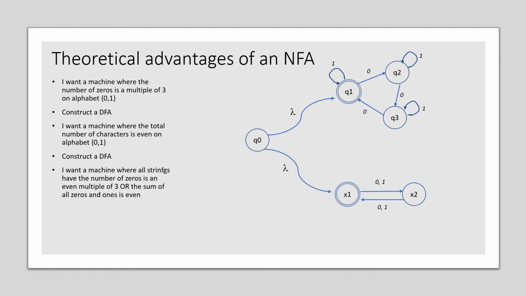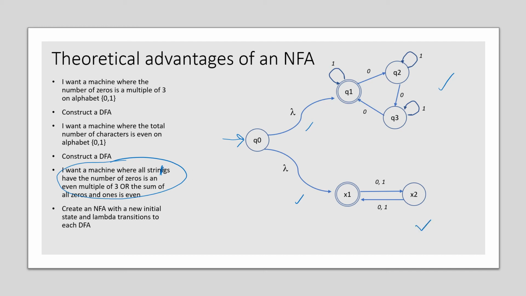But what you can do instead is create an NFA for this. You would just have your initial state in the NFA and add 2 Lambda transitions to each of the 2 different DFAs. And now you have an NFA that accepts this new language where all the strings have the number of zeros as a multiple of 3, that's this one here, or the sum of all zeros and ones is even, that one here.